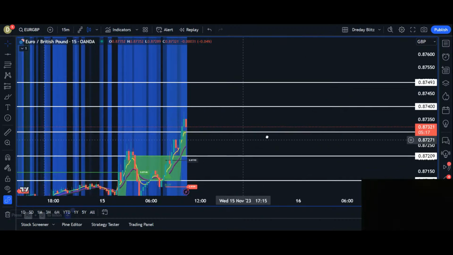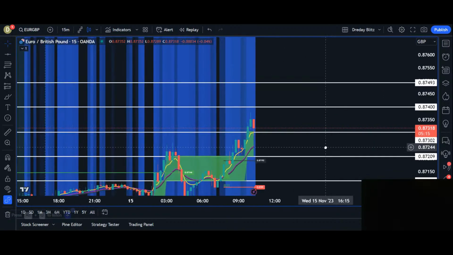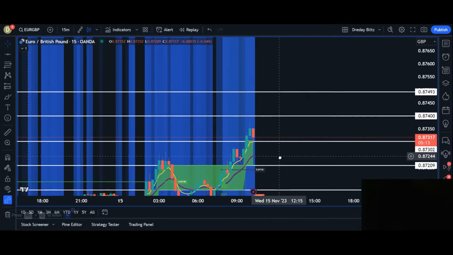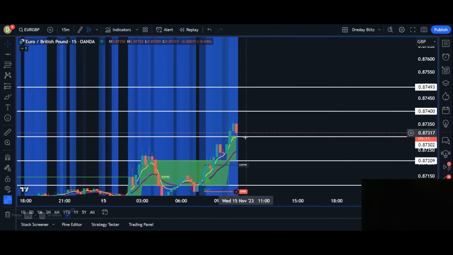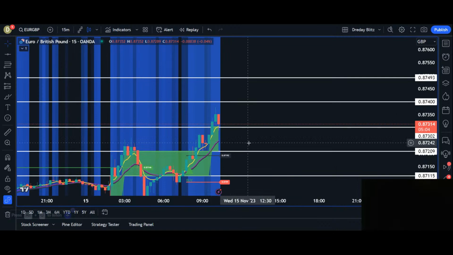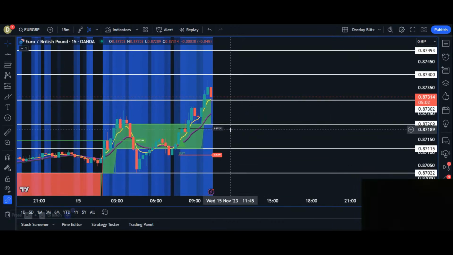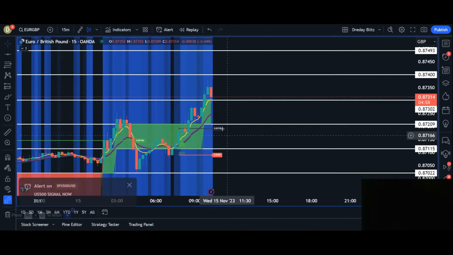So that means we're expecting the price to go, if it's still bullish, this is the next point of interest on the upside. And if it's going to reverse, we're expecting the price to go into that region. Okay.